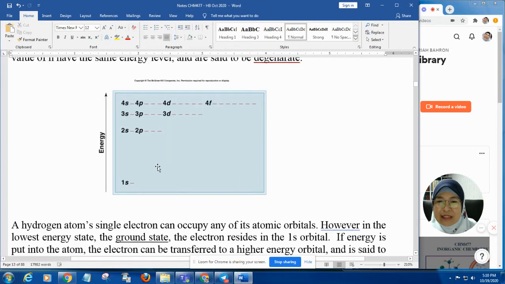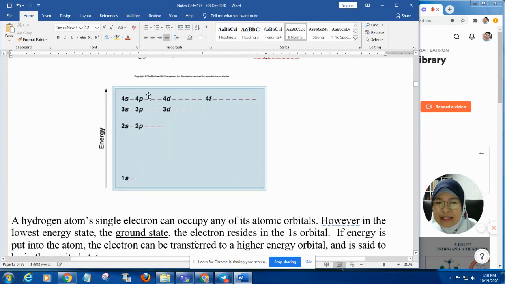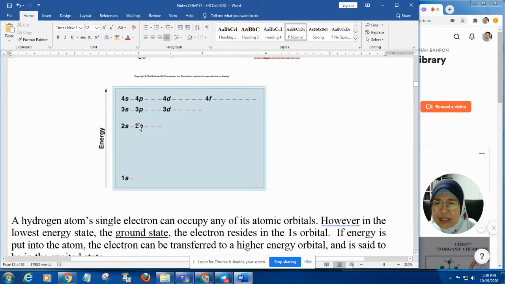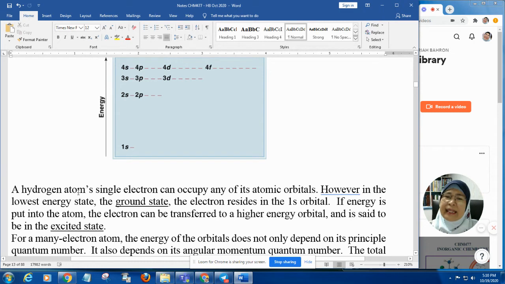Now, in general, as the number of shells increases, the energy of the orbitals also goes up. Yeah, but this is only true if you only have 1 electron, and the case of one electron only occurs for hydrogen. A hydrogen atom's single electron can occupy any of its atomic orbitals. However, in the lowest energy state, called the ground state, the electron resides in the 1s orbital. If there is no external energy being provided, then you will most times find the electron of the hydrogen to roam in the 1s orbital.